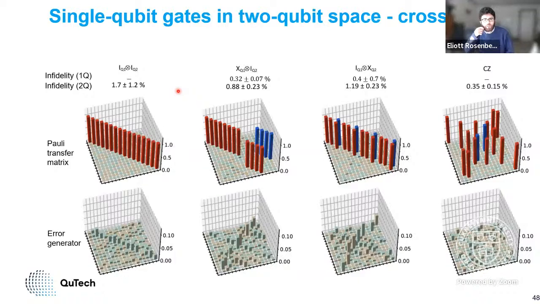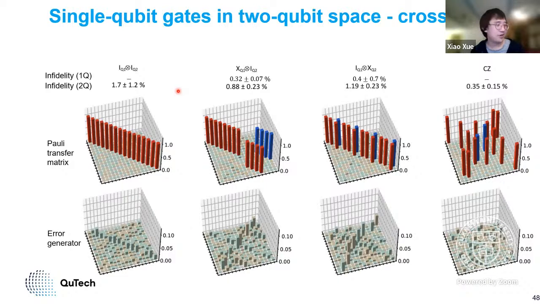So would you say then that the single qubit gates are actually noisier than the 2-qubit gate in this case, if you look at the effect on both qubits? In this particular case, that's true.